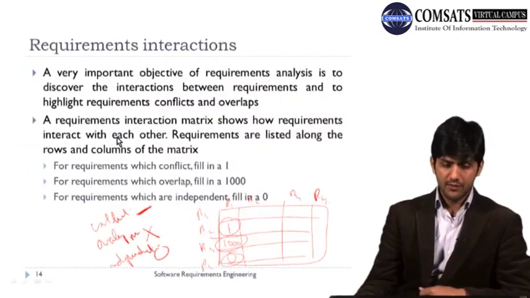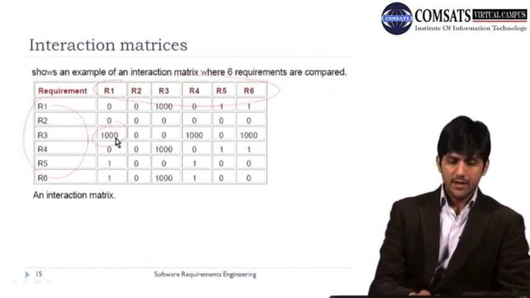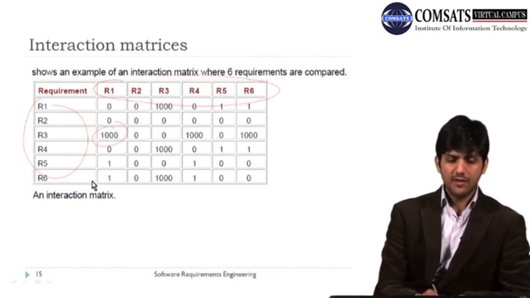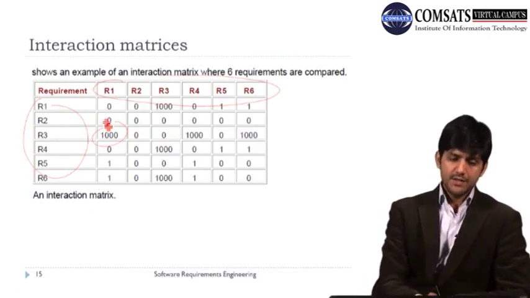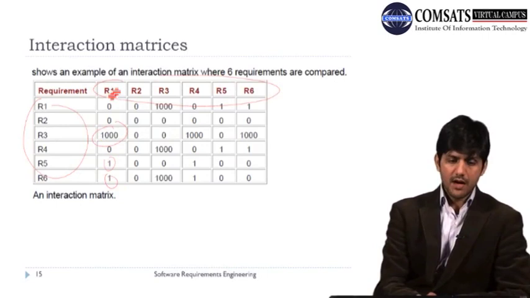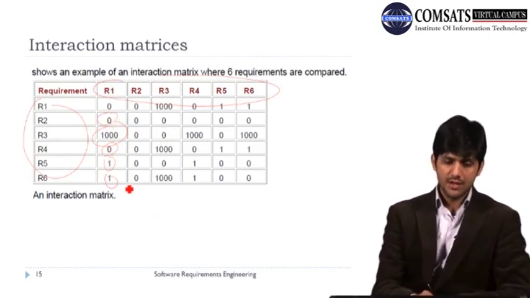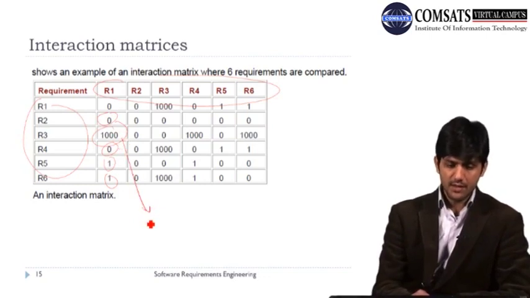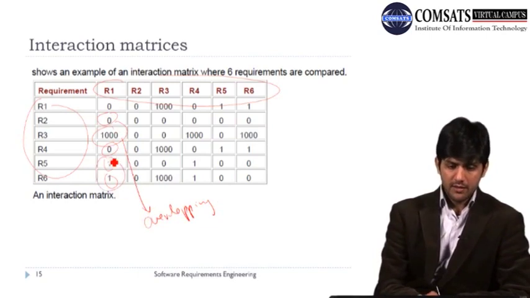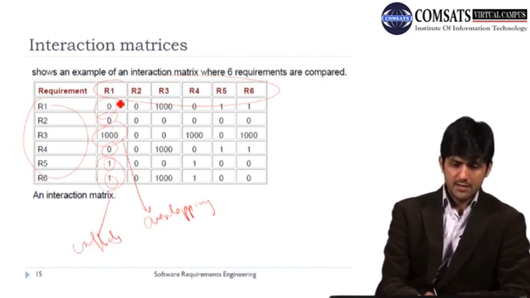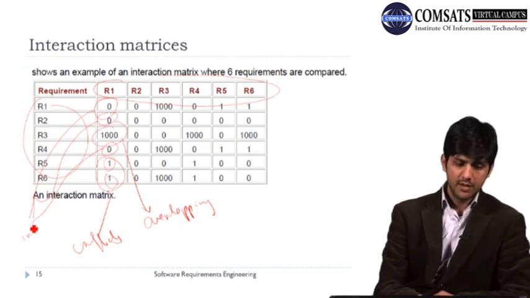So we have written 1000 here, and R1 has a conflict with R5 and R6. So it is shown as these ones here, where R1 has nothing to do with R2 and R4, so we have written zeros here. So this 1000 means that they are overlapping, and it means that they have conflicts, whereas these zeros identify that they are independent.